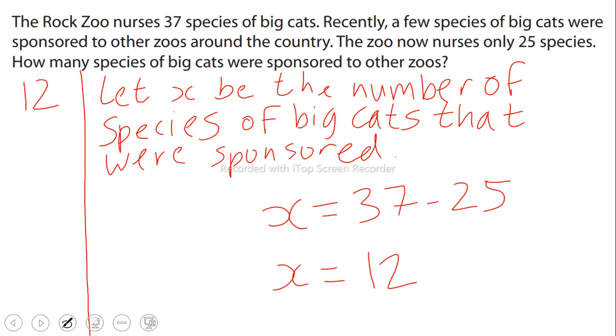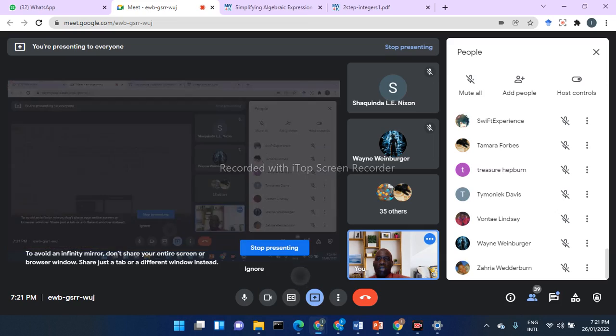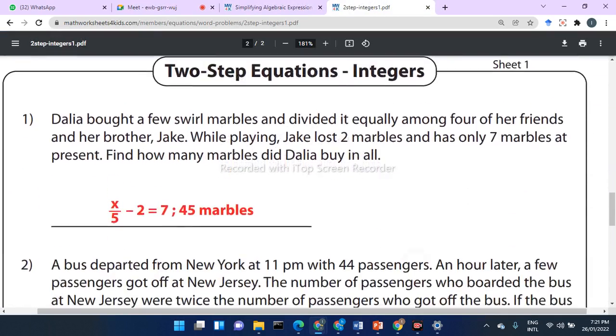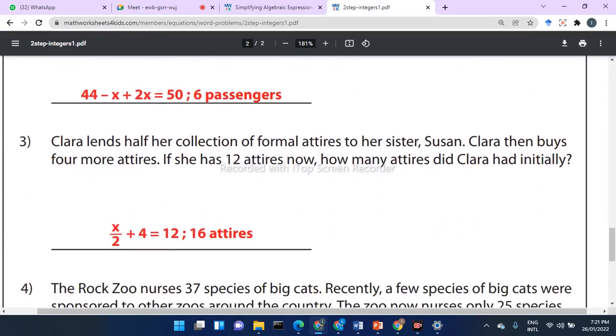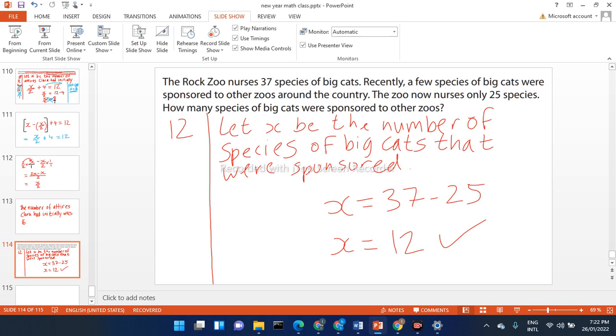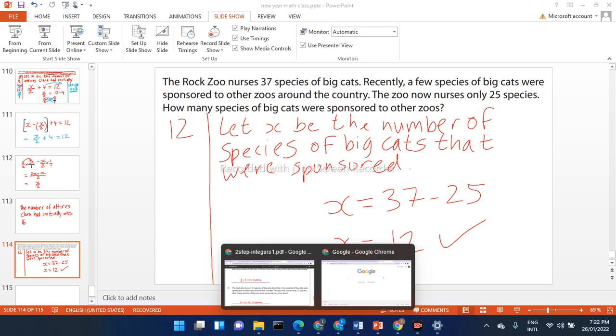So 12 was sponsored. I'm surprised at this one. This one seemed too easy. Let's see, probably the next one will be the x one. Yeah, 12. I'm dancing with joy right now. I know, I know. I'm surprised he didn't say that. He probably left, because I know if he was there, he would have made that a point. Alright.